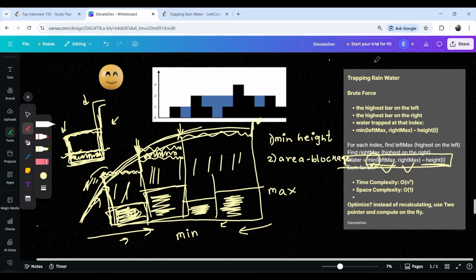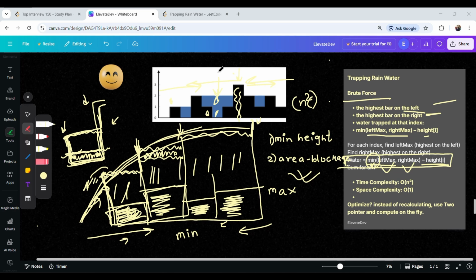Now let's quickly see, in the interview you are going to approach the brute force first. So we keep on taking the highest bar from the left and the highest bar from the right, and water trapped at that index is computed as the minimum of left max and right max, minus the height. But in the brute force, at every point you have to compute the maximum right and the maximum left and subtract the height. So this is going to take O(n square) time, because at every point we are computing left max, right max, and then doing all the computation.